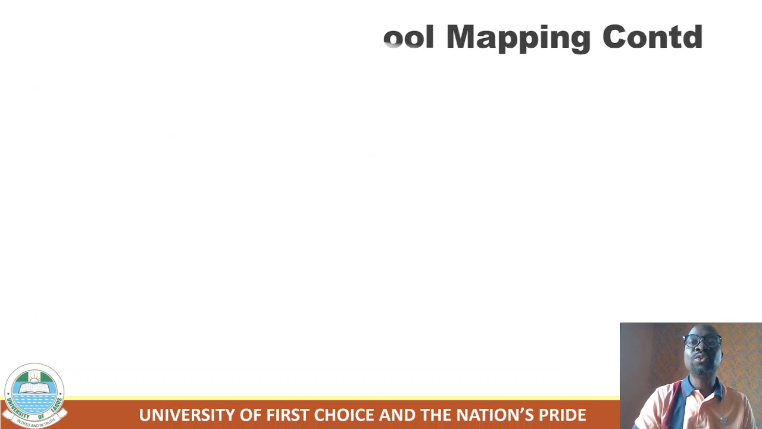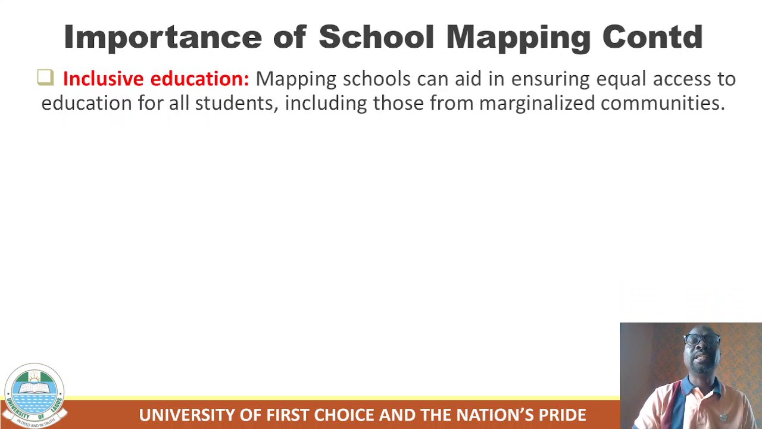Another importance is that school mapping promotes inclusive education. When we say inclusive education, it is a concept in special needs education parlance. It is a kind of system in which both the able and the less able come together under the same roof to receive education.